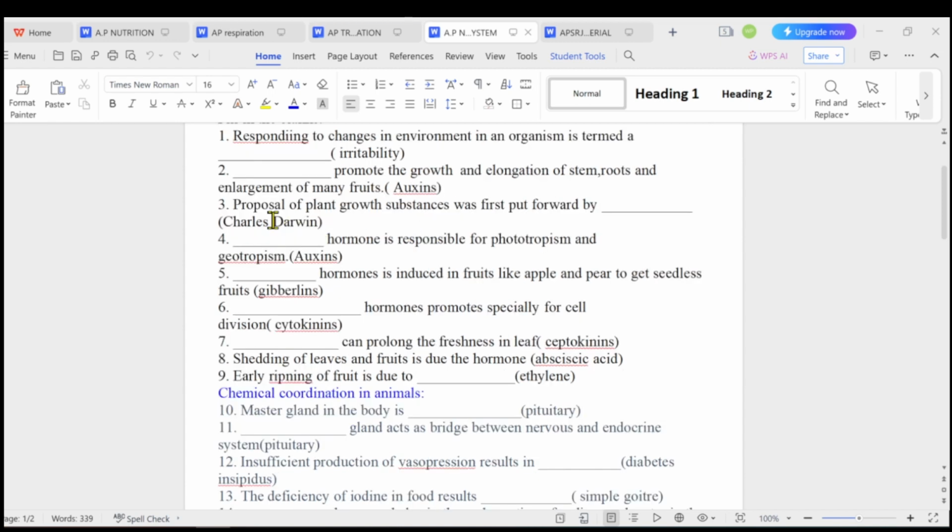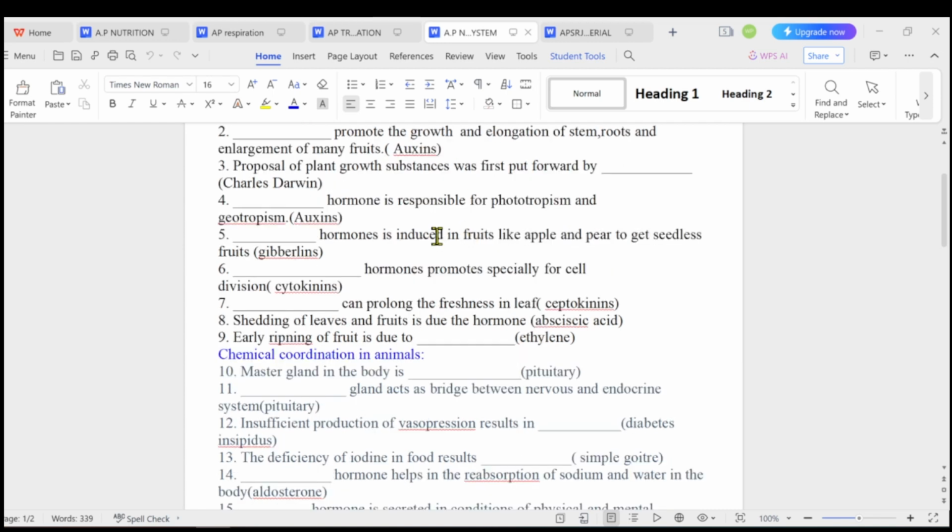Next, the proposal of the plant growth substances was first put forward by Charles Darwin. Dash hormone is responsible for the phototropism and the geotropism. You know about the trophic movements. Always the shoot is positive to phototropism and the root is always the positive to geotropism. So, due to the hormone auxins.